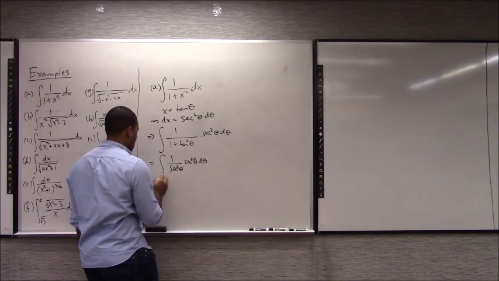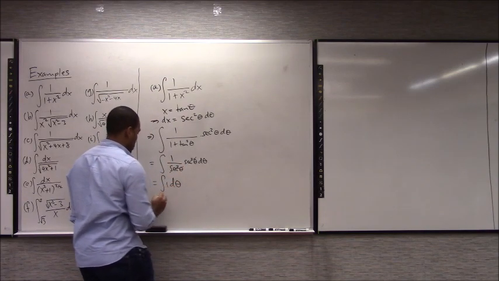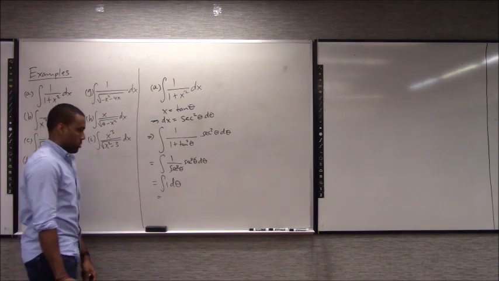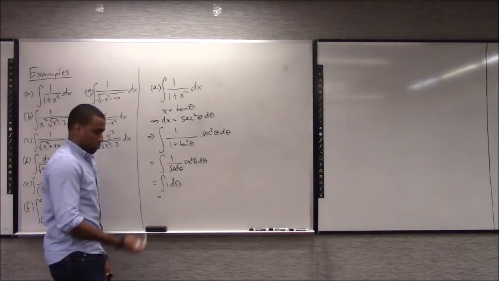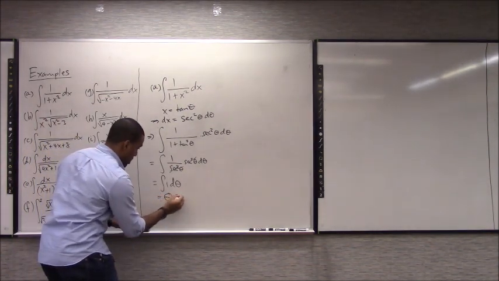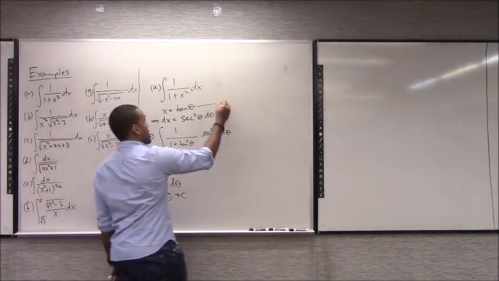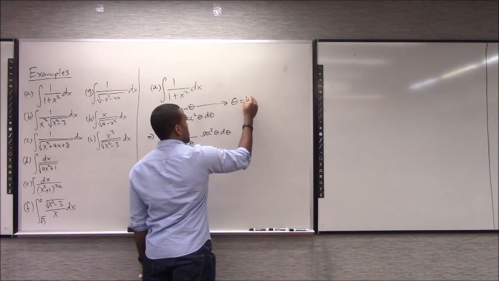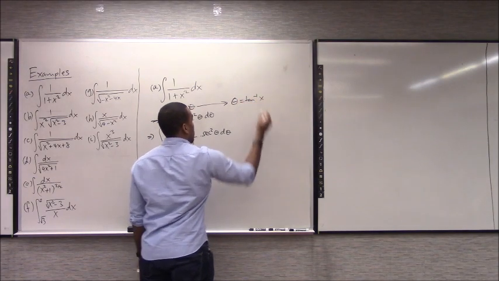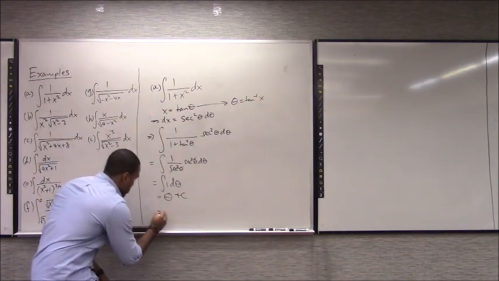So those cancel, and you just have the integral of d theta. What's the integral of 1 d theta? Theta plus c. And what is theta? Well, if your x is tangent theta, then your theta must be the tan inverse of x.